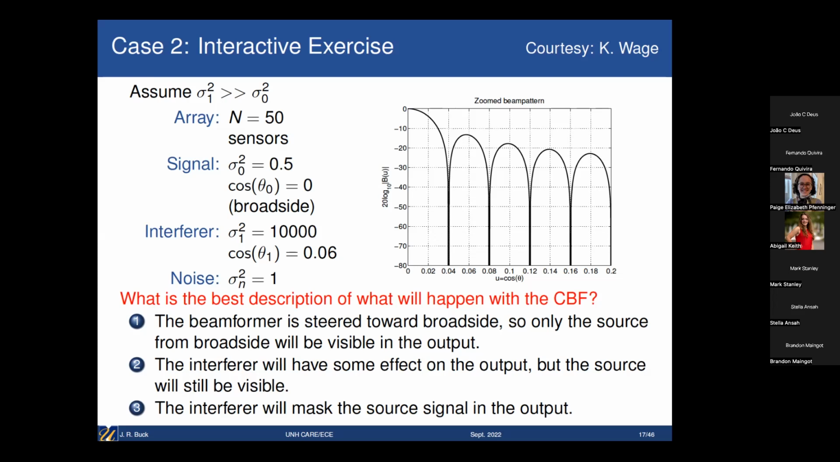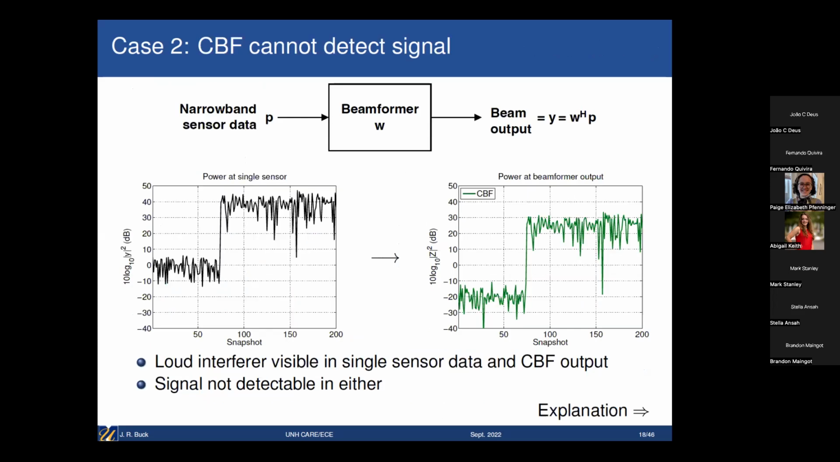Answer is 4. None of the above. Just steer a null. Oh, just right. Well, then we're getting there. This is why we need nulls. All right.